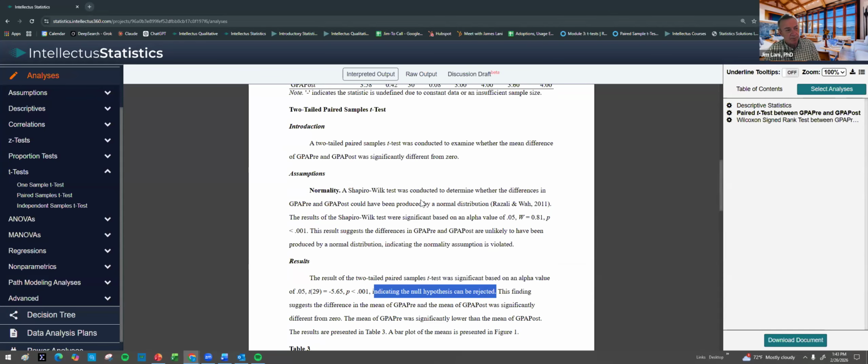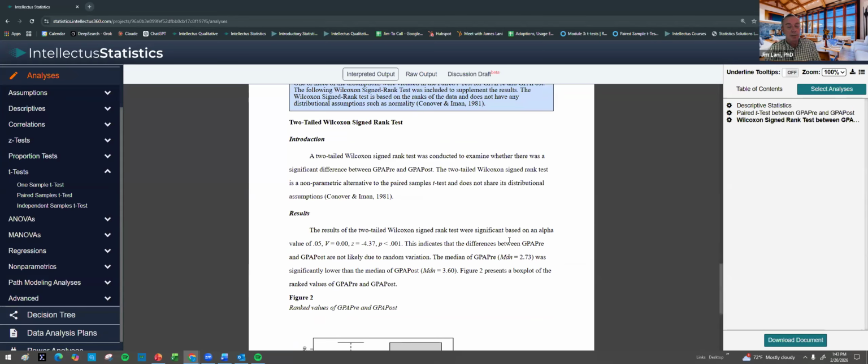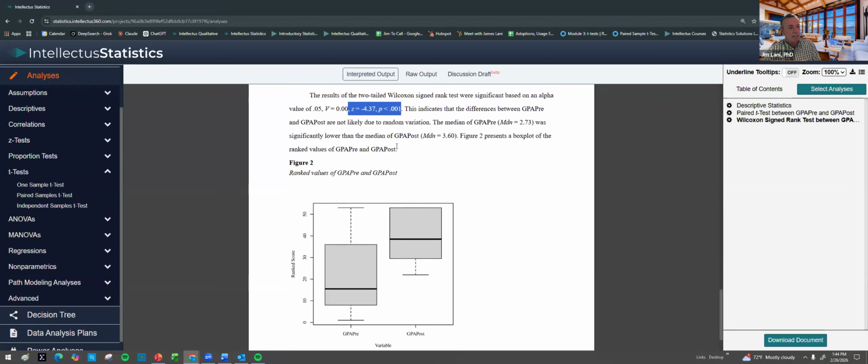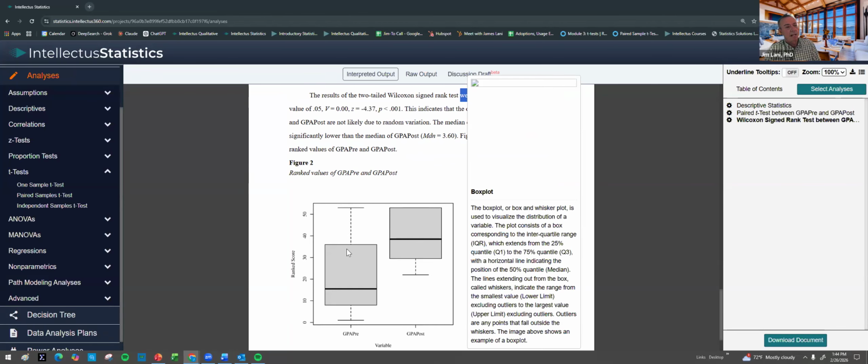Because the assumption was violated up here, okay, we in the tool enable the non-parametric test, which is just a fancy way of saying a different test without assumptions here. It happens to be the Wilcoxon test. We can see how the Wilcoxon is reported. We can see that there are significant differences. We're looking at the medians here, or medians and ranked scores.